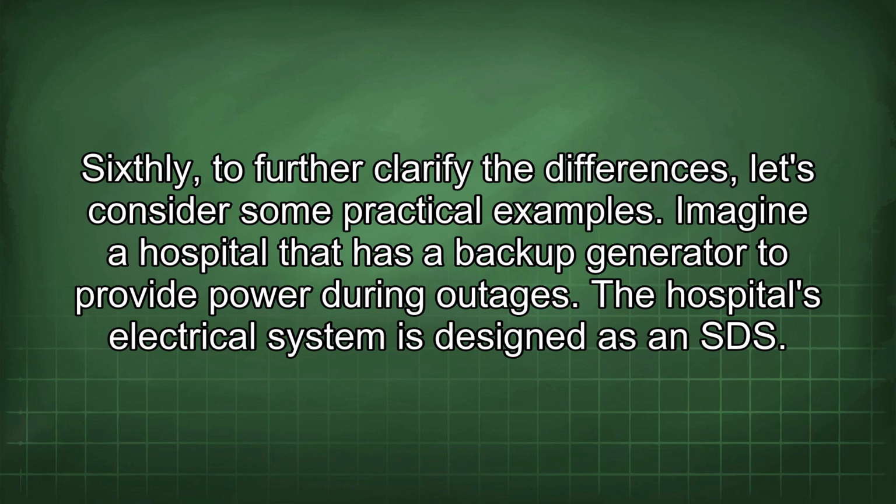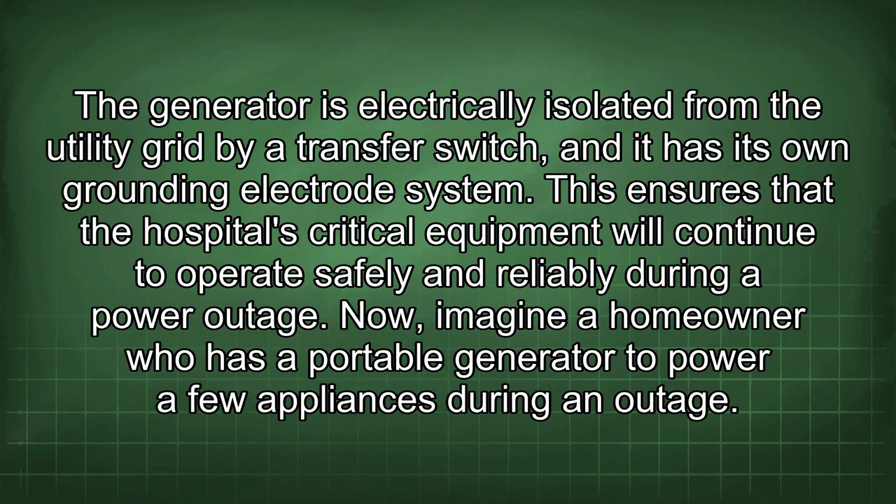Sixthly, to further clarify the differences, let's consider some practical examples. Imagine a hospital that has a backup generator to provide power during outages. The hospital's electrical system is designed as an SDS. The generator is electrically isolated from the utility grid by a transfer switch, and it has its own grounding electrode system. This ensures that the hospital's critical equipment will continue to operate safely and reliably during a power outage.